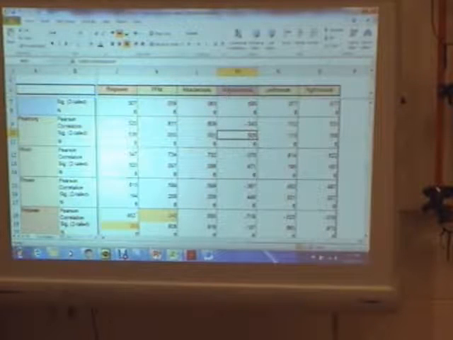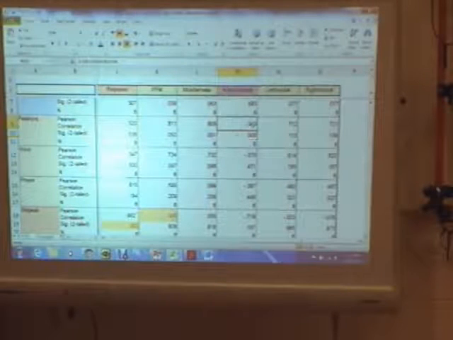You get 0.5 rather than 0.05. And the relationship, you don't get as much variance explained. So it's not as good of a relationship.